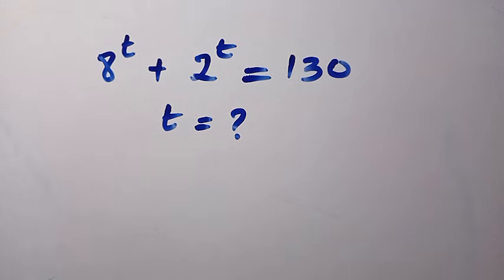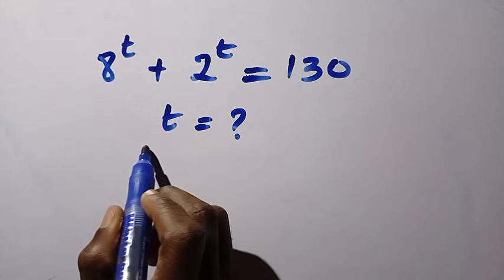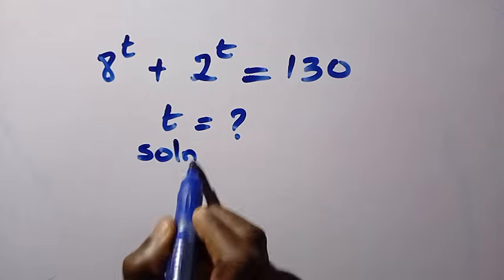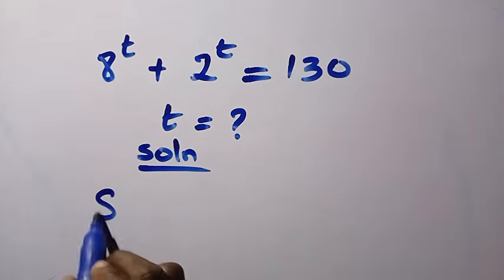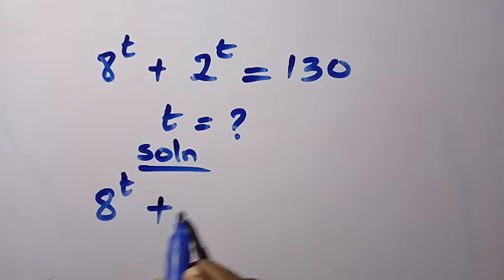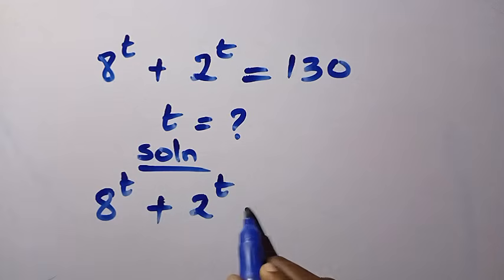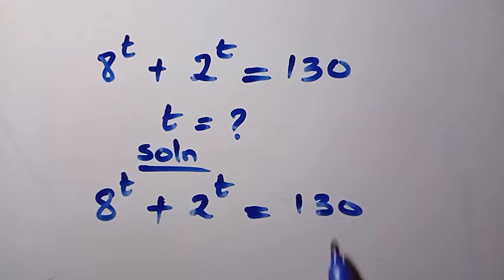Let's solve this nice exponential problem. 8^t + 2^t = 130. I want to find the value of t here. Given 8^t + 2^t = 130.